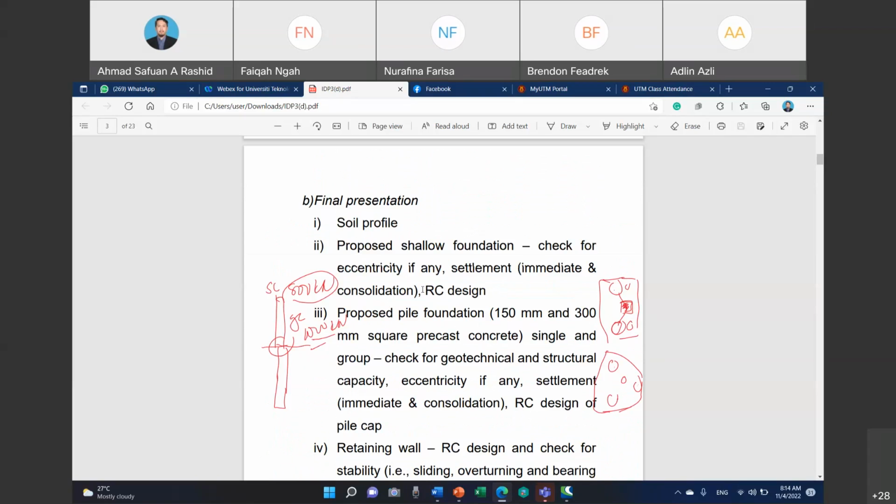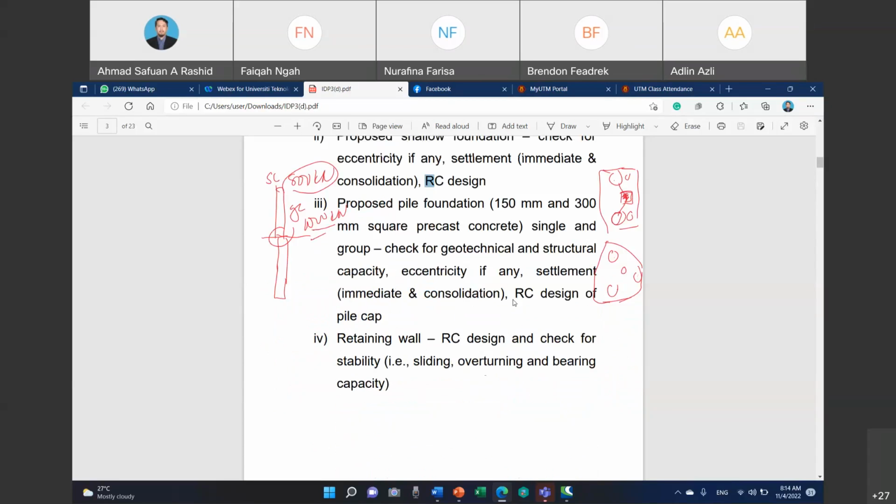Okay. RC design siapa buat? Kalau untuk RC, group structure yang buat ke? Ya, betul. Okay. So Geotechnical group kena provide the area of the foundation, and also the location of the foundation in terms of the depth from the surface.